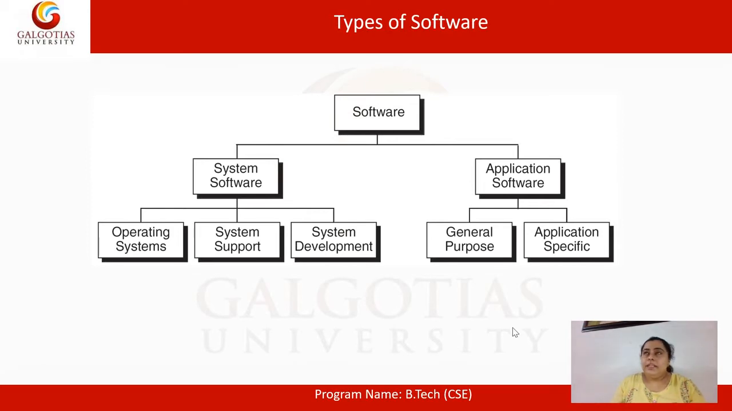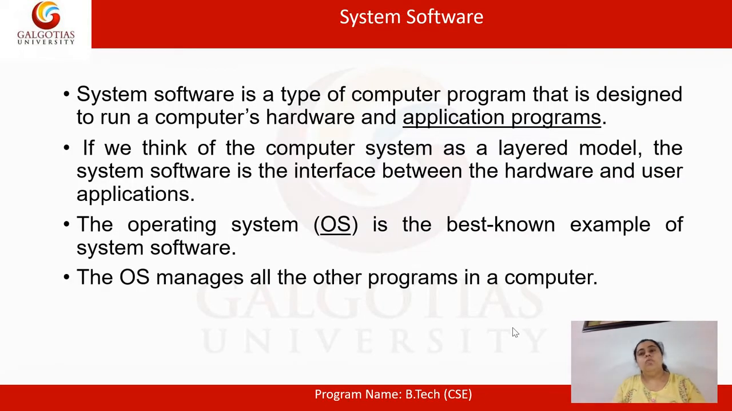A system software can be an operating system, it can be a system support software, or it can also be a system development software. Whereas when we talk about application softwares, they are either general purpose or application specific. So let's pick them one by one and let me explain what a system software is first. System software is a type of computer program that is designed to run a computer's hardware and application programs.